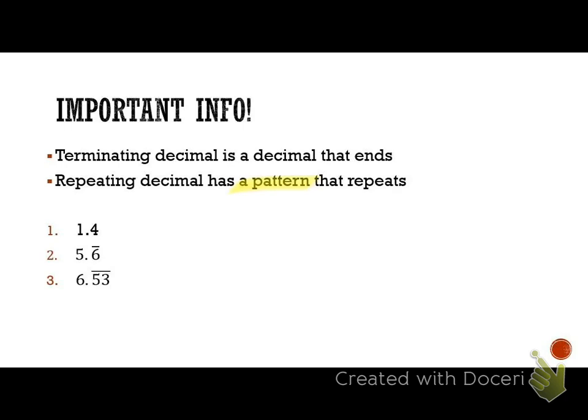So on number 1, everyone together, what kind of a decimal value is that? Terminating. Let's just write a T. What about number 2? Repeating. And number 3. All right, so we're just rehearsing and refreshing our memory on the difference between a repeating decimal and a terminating decimal.